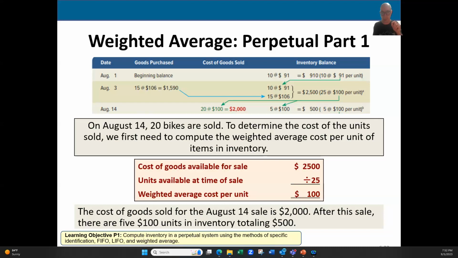And so let's see, where are we at? Cost of goods available for sale, 2,500 divided by 25 bikes at the time of that sale equals a weighted average cost per unit of $100. That's where that $100 came from. So that's the best way to remember that.